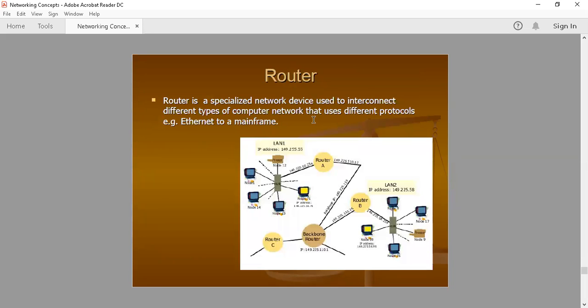A router is a specialized network device used to interconnect different types of computer networks that use different protocols. See, here there is LAN 1 connected to router A. There is a router B with LAN 2, and router C with LAN 3, all interconnected with a backbone router. So there will be a connection between office A, office B, and office C.